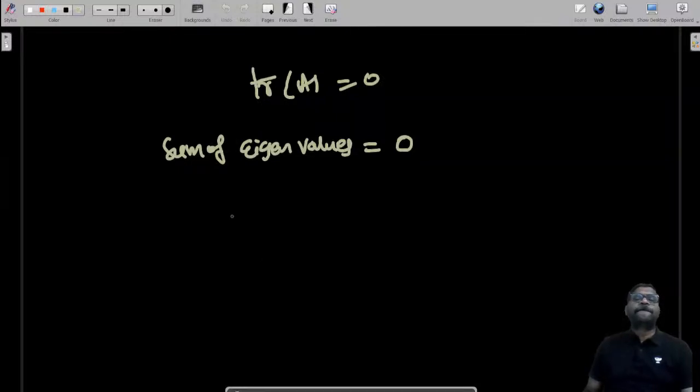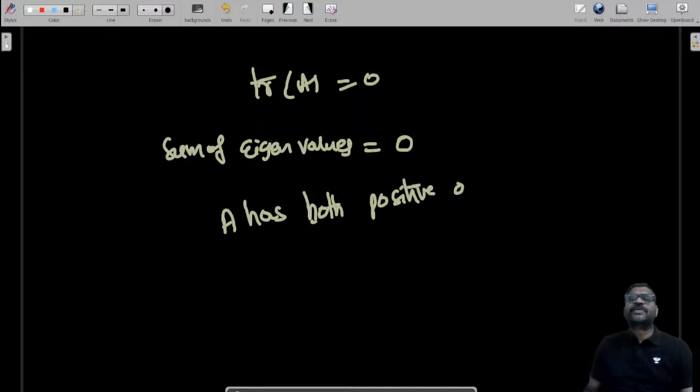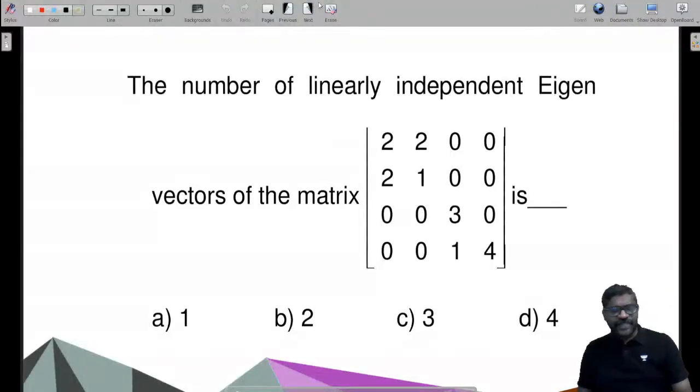That's why A has both positive and negative real eigenvalues. Next problem.